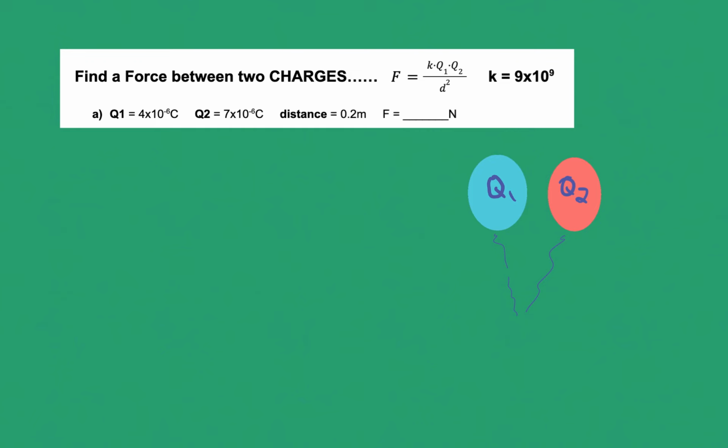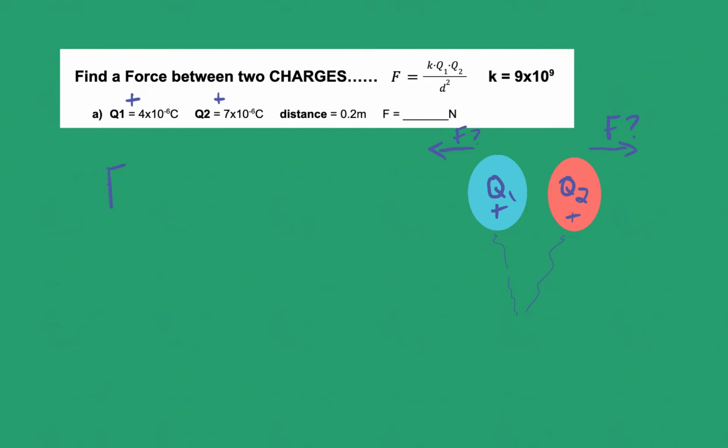Now, in this case, we're trying to find how much force is repelling these two charges. So how would I know that they're repelling? Well, I notice right over here that Q1 is positive and Q2 is positive. So we know that positives repel positives. But the question is, how much force do they experience? And that can be easily done with Coulomb's law.